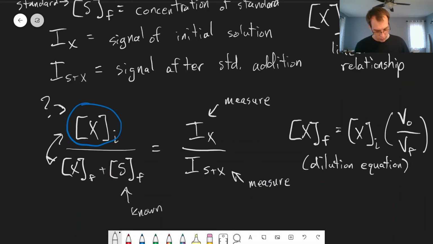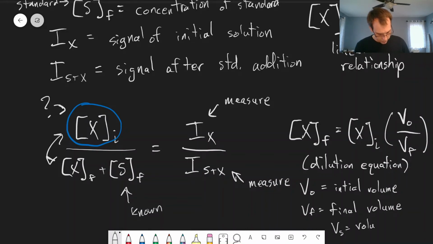Right, so here, just to write this explicitly, V0 is the initial volume, Vf is the final volume, and we'll call Vs the volume of standard. So we can say V0 plus Vs equals Vf. I'll just write that again mathematically. If we take the initial plus the standard added, that's our final volume.